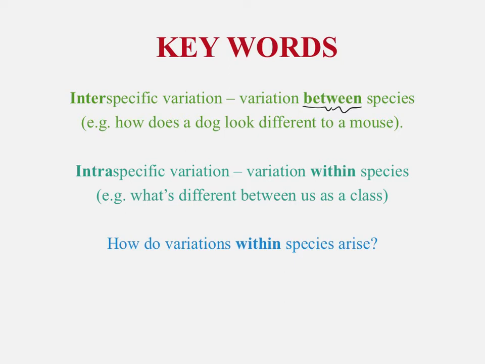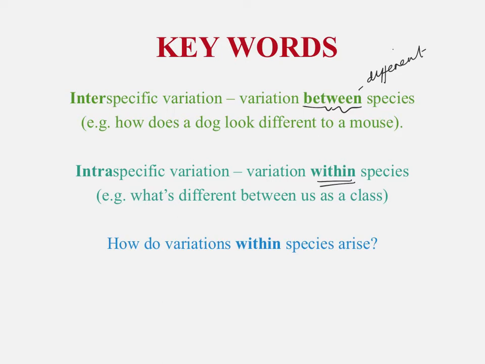So how does a dog look different to a mouse, for example? How do we look different to chimpanzees? How do we look different to elephants? So between different species. Intraspecific variation, however, is variation within a species. So the differences between us as individuals in the human species, I guess.